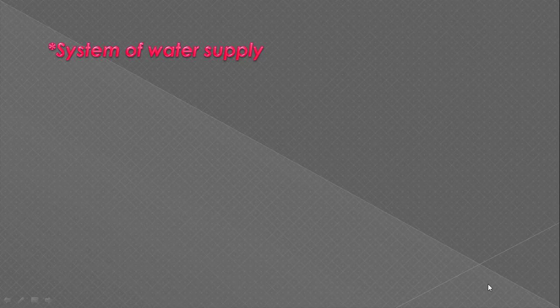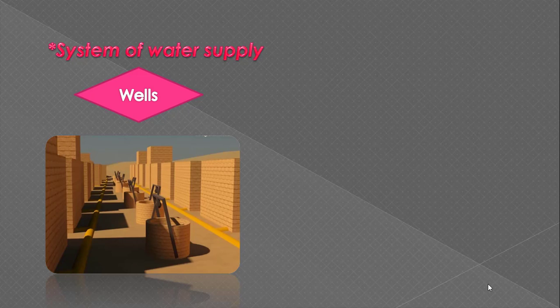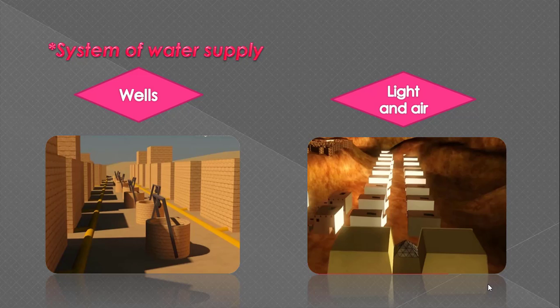There was an excellent system of water supply in each and every house of Indus Valley Civilization. Every house had its own well to ensure drinking and bathing water. Ropes were used to lift the water up from these wells. Moreover, there was reasonable arrangement of light and air in the houses of Indus Valley Civilization.